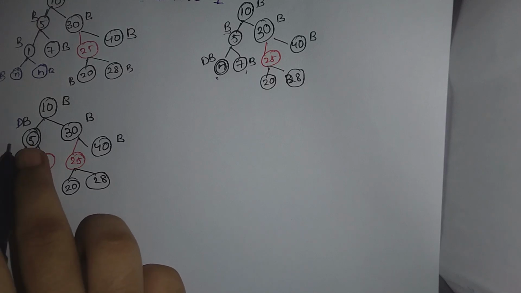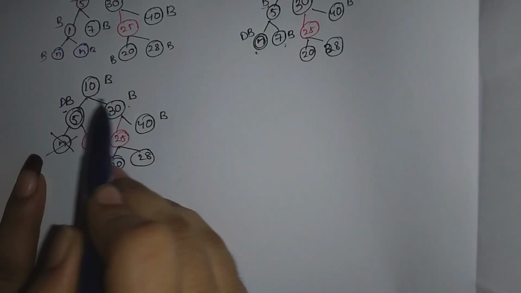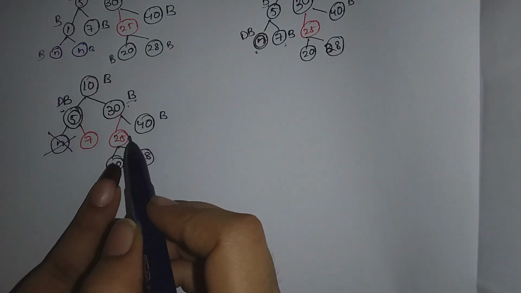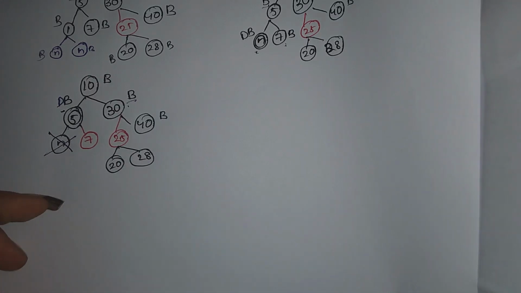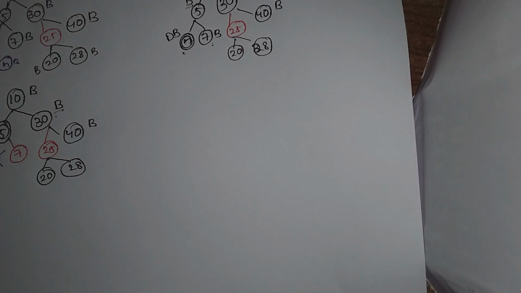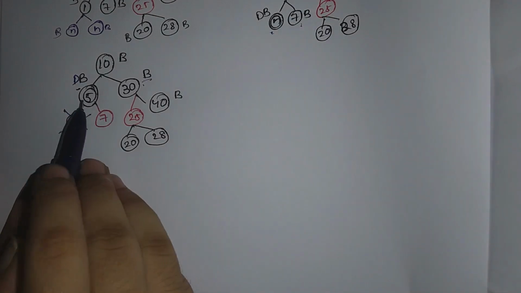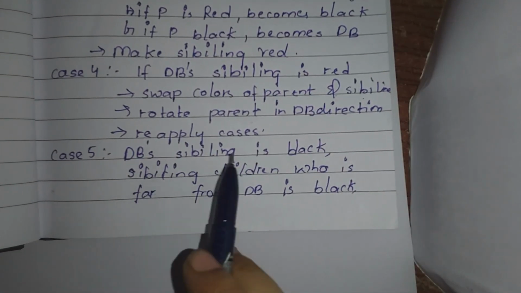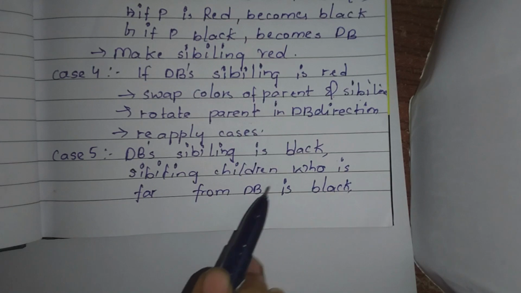Now a double black condition still occurs. The double black's sibling is black. In the previous cases we have seen that both the children are black or both the children are red. Now it is a case in which we have only a single red child. DB's sibling is black, and the child of the sibling who is far from DB is black. So only one child is black and the other child is red.